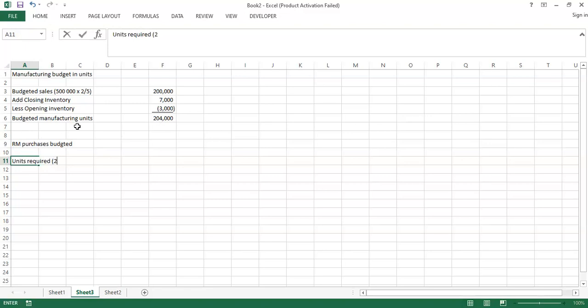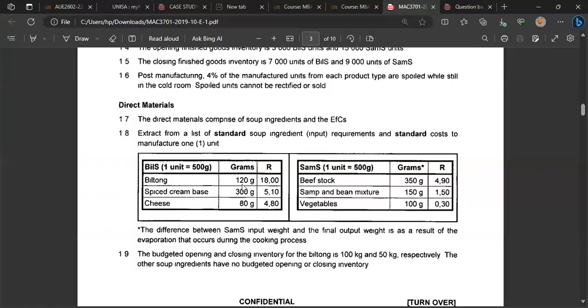So it's gonna be 204 units that we want to manufacture times, let's see how much we need. So we need 120 grams. Okay, well, they already said 1 unit is 500 grams. Sorry, I had not read this. So we need to make an adjustment there. So the biltong that is needed there, we can simply put it as 500 grams, then we'll make an adjustment later. So it's gonna be 500 grams per unit.